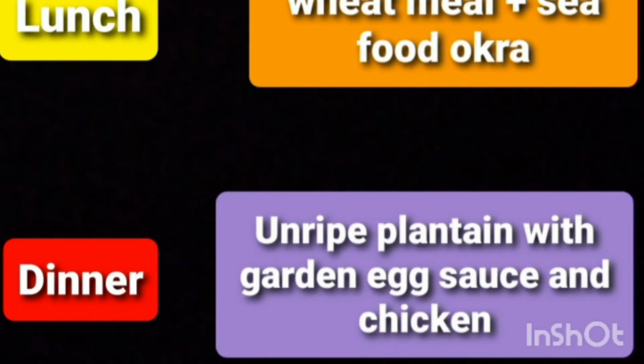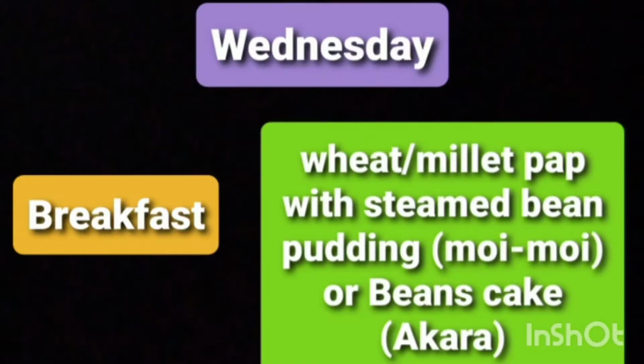Then for dinner, I went with unripe plantain with garden egg stew and chicken. Now unripe plantain is very good for diabetic patients, with garden egg sauce or garden egg stew with chicken. And the best part of chicken to take is the breast. The chicken breast is very nutritional, and it's like white meat, you understand?